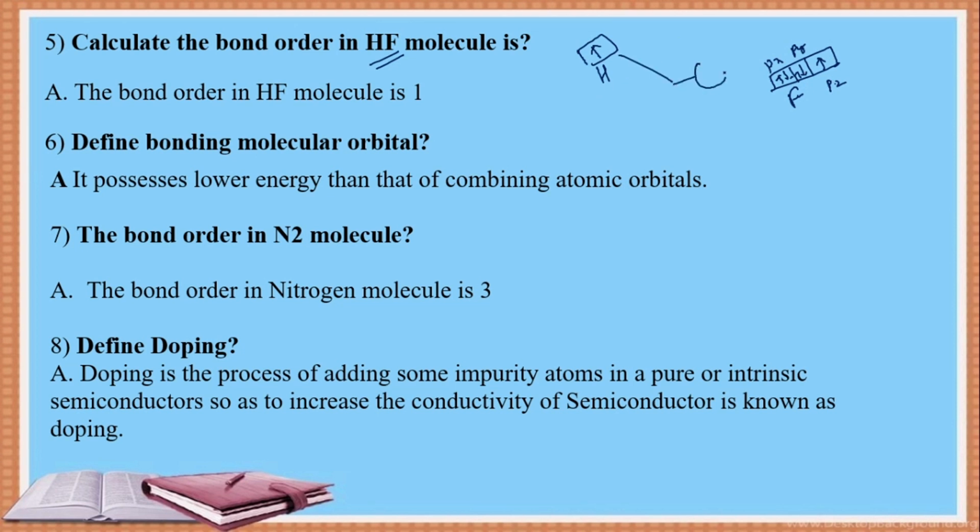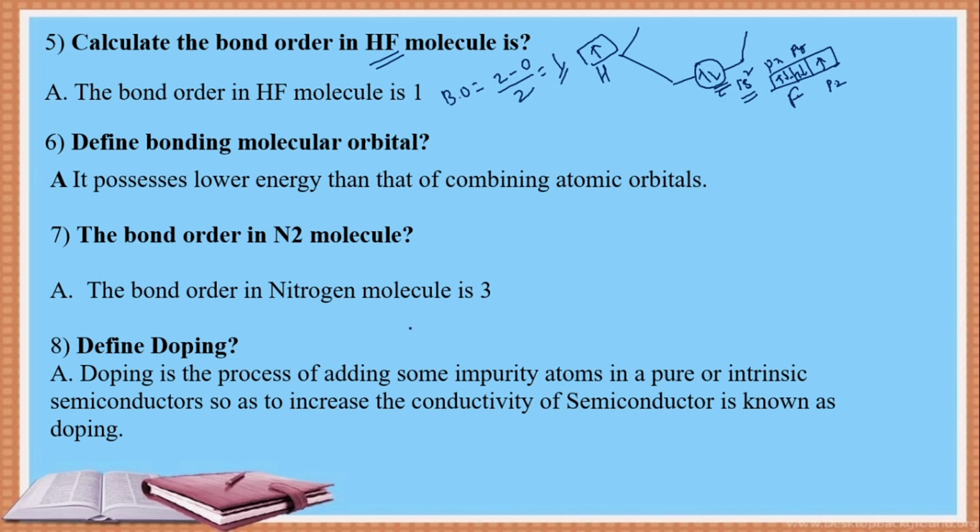So then we will get a sigma bonding molecular orbital. That is equal to sigma 1s2. Okay, so the two electrons are paired up, student. The bond order formula is the number of electrons in bonding molecular orbital minus the number of electrons in anti-bonding molecular orbital, divided by 2. So that means 2 minus 0 by 2, that is 2 by 2, equal to 1. Okay, clear, right? So the bond order in the HF molecule is 1.